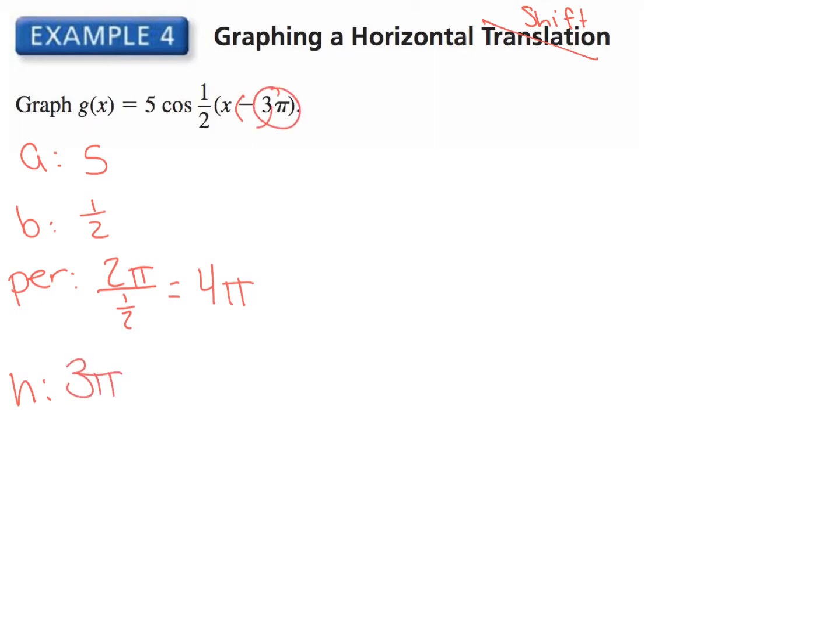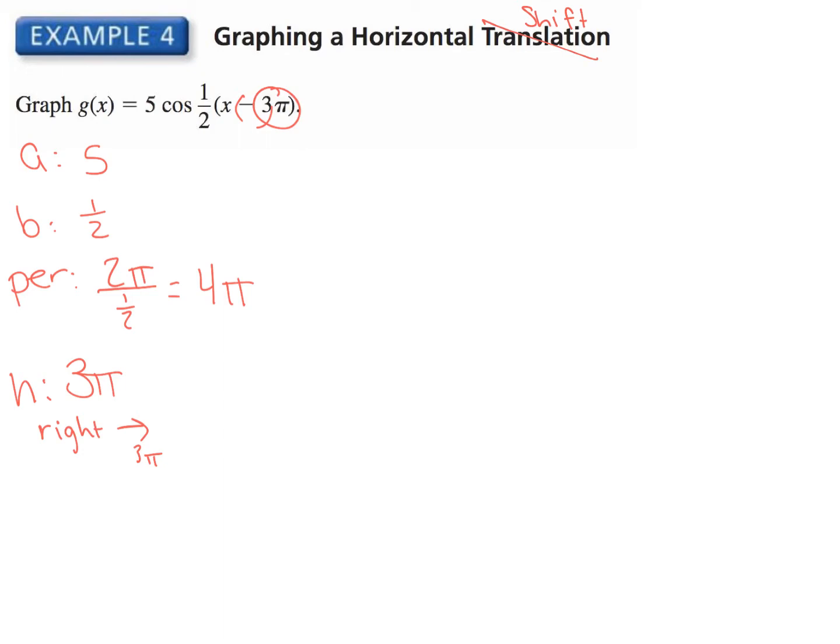It's one of those where it's the opposite of what you see. So you see negative 3 pi, you write 3 pi. And this is going to be in the right direction, 3 pi units. So instead of starting at 0, we're starting at 3 pi. All right, so we don't have a K, so we're not shifting up and down.